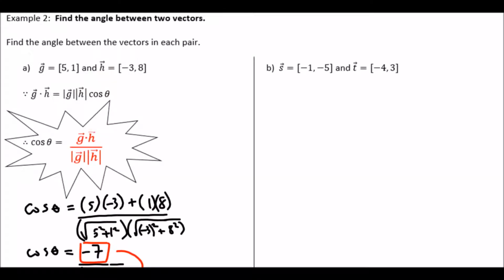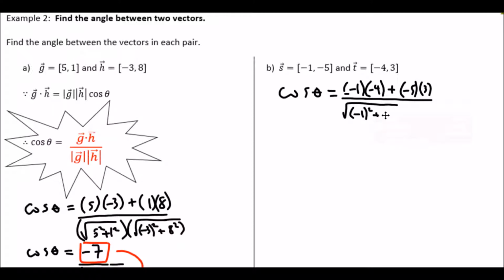We can do the same thing over here. So here I want to find the angle between vectors S and T. So here I would have cos theta is equal to the dot product on the numerator, so it's going to be -1 times -4 plus -5 times 3, all over the square root of -1 squared plus -5 squared, and then also the square root of -4 squared plus 3 squared.